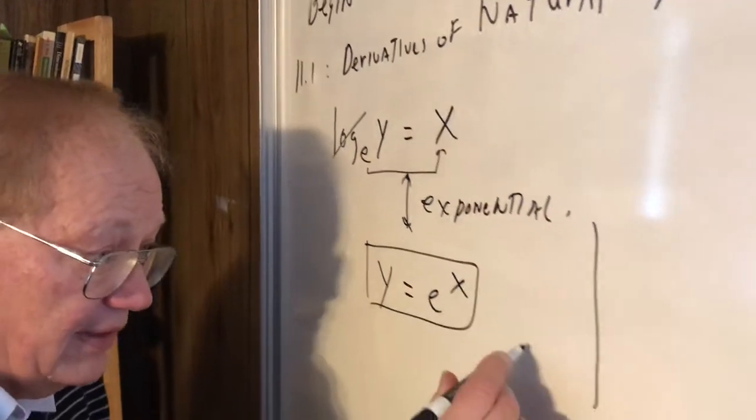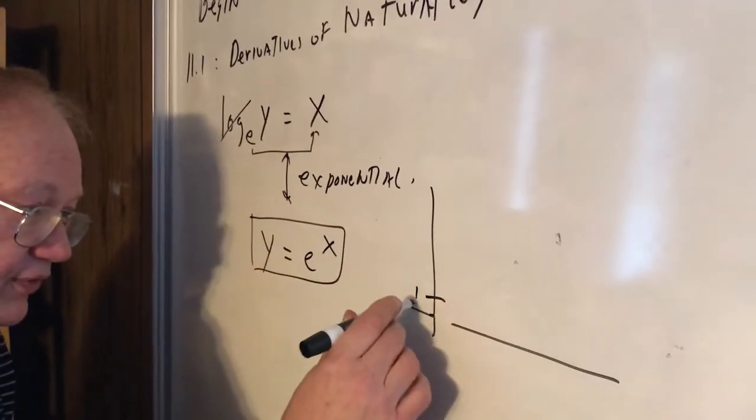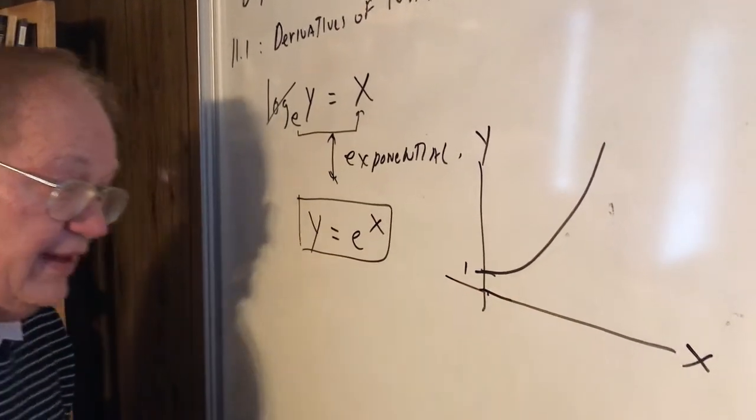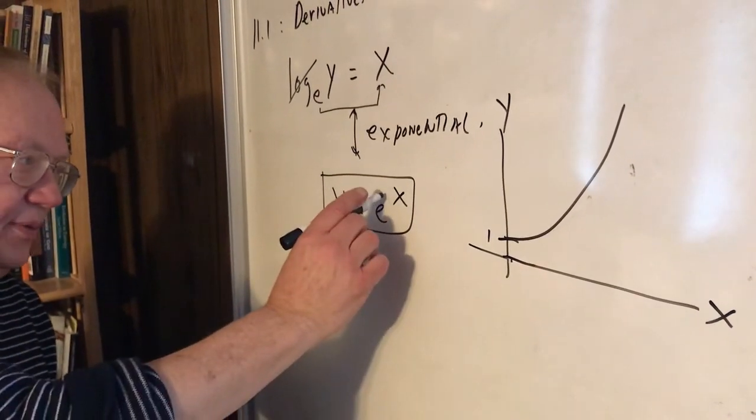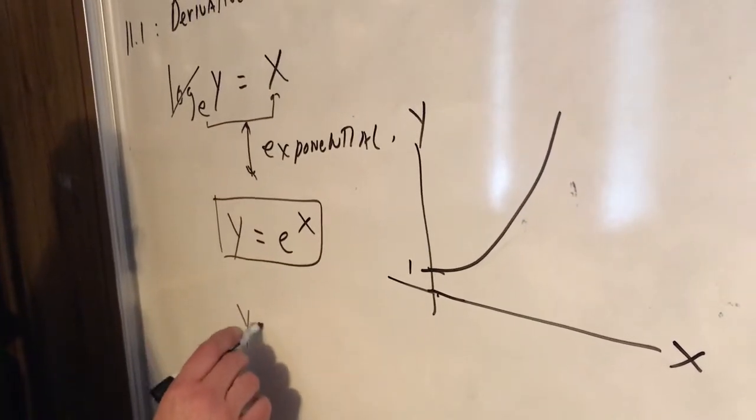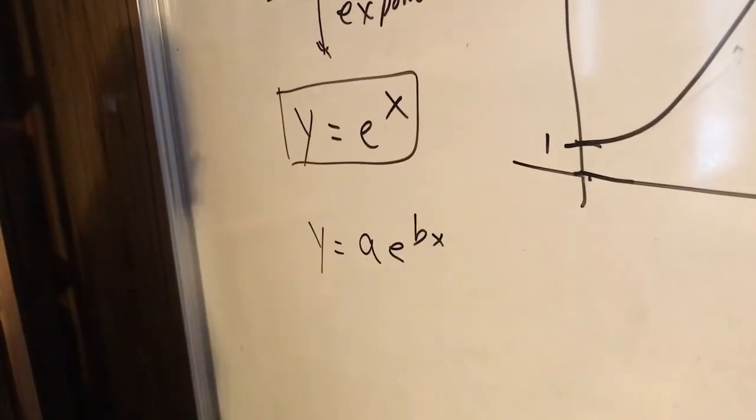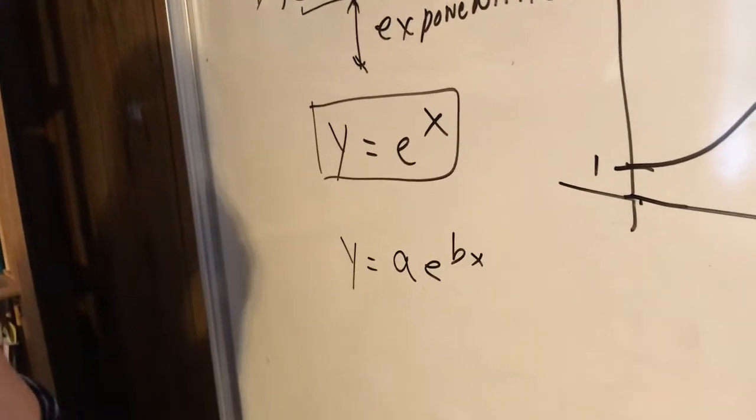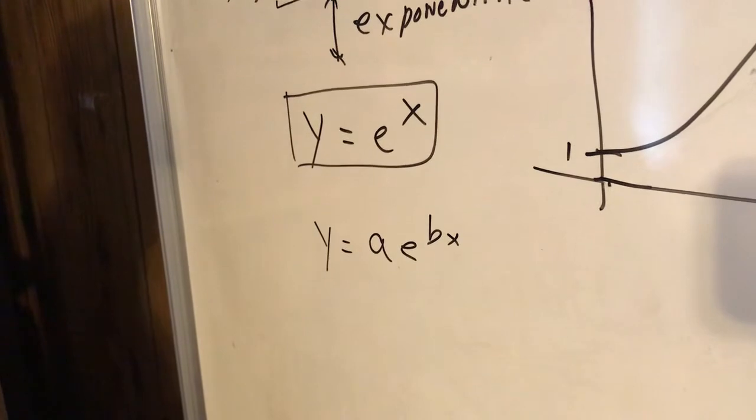These functions look something like this, depending upon the constants, but most of the time they'll start at 1 and go up like this. That's just a standard exponential function. The usual way of writing an exponential function would be a e to the bx. Depending upon what the base is, that's what happens to this curve. It could be up or down, right to left, or skinnier, but we're not interested in that.